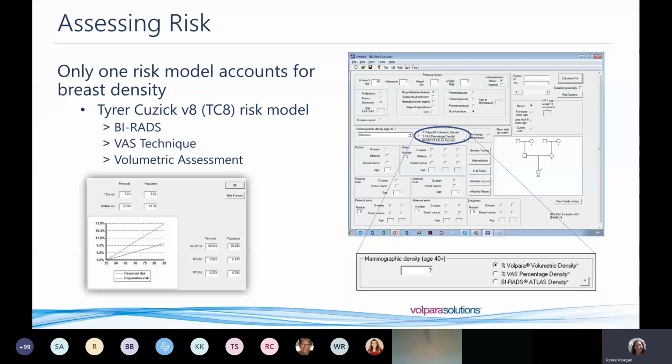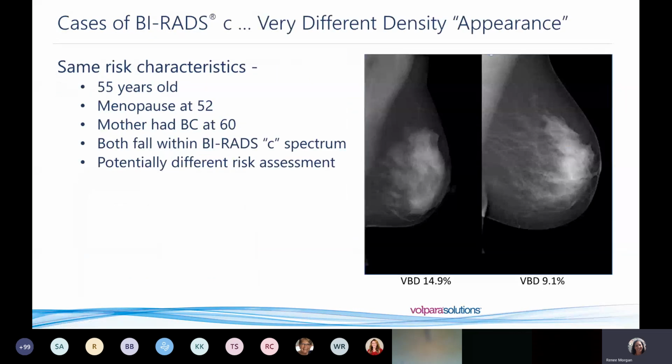So TC8 is the only risk model that brings breast density into the evaluation. There's an area here, a field here, where you can actually put in the volumetric breast density percent or the BI-RADS letter grade. This VAS percent density is primarily used for research.